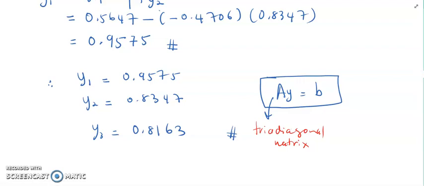That's all for finite difference method. So we have finished this chapter, chapter 7. In chapter 7, we have two methods, the finite difference method and also the shooting method. And these methods are used to solve the boundary value problems in ordinary differential equations.